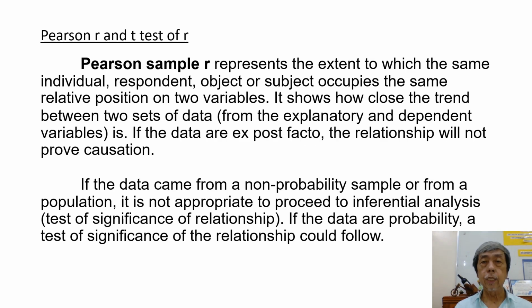Pearson R and t-test of R. Pearson R represents the extent to which the same individual respondent, object, or subject occupies the same relative position on two variables. It shows how close the trend between two sets of data from the explanatory independent variables is. If the data are ex post facto, the relationship will not prove causation.